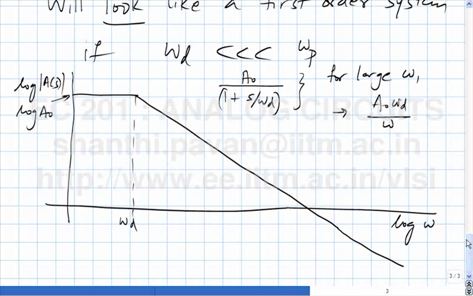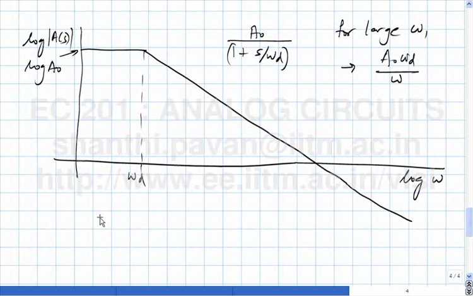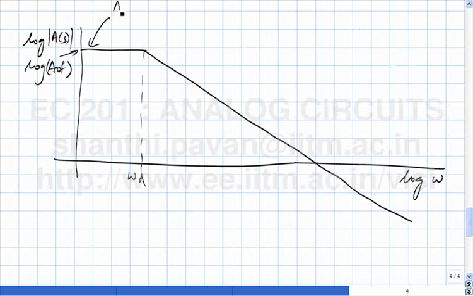On the same plot, if I plotted the third order system, how does it look like? Instead of plotting A naught, I could also plot A naught F because that's what we're typically interested in. So it's A naught F by 1 plus S by omega d. So if I wanted to now plot A naught F by 1 plus S by omega p the whole cube, which is the original system that we had, how will it look like?